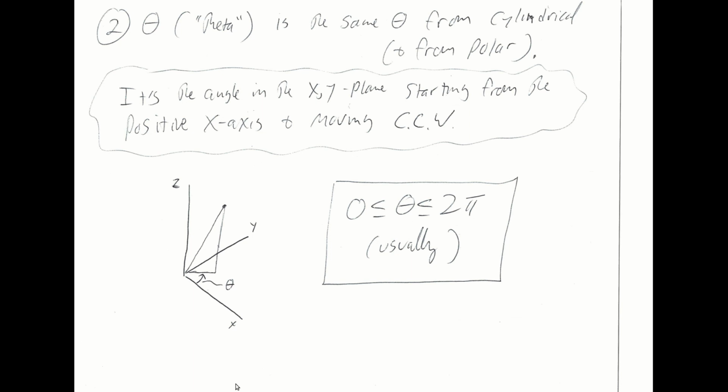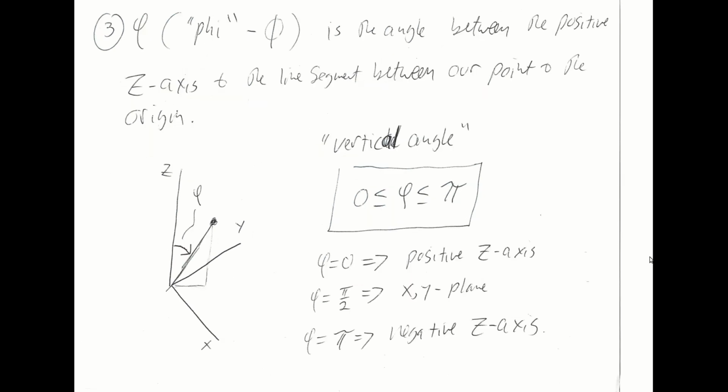As we said for polar and for cylindrical, we will take theta to be between 0 and 2 pi usually. We will bend that rule if it serves our purposes. If we want to go from the negative y-axis over to the positive y-axis, we might call that theta going from negative pi over 2 to pi over 2, for instance. But typically, as a first approximation, you can think about theta going from 0 to 2 pi.